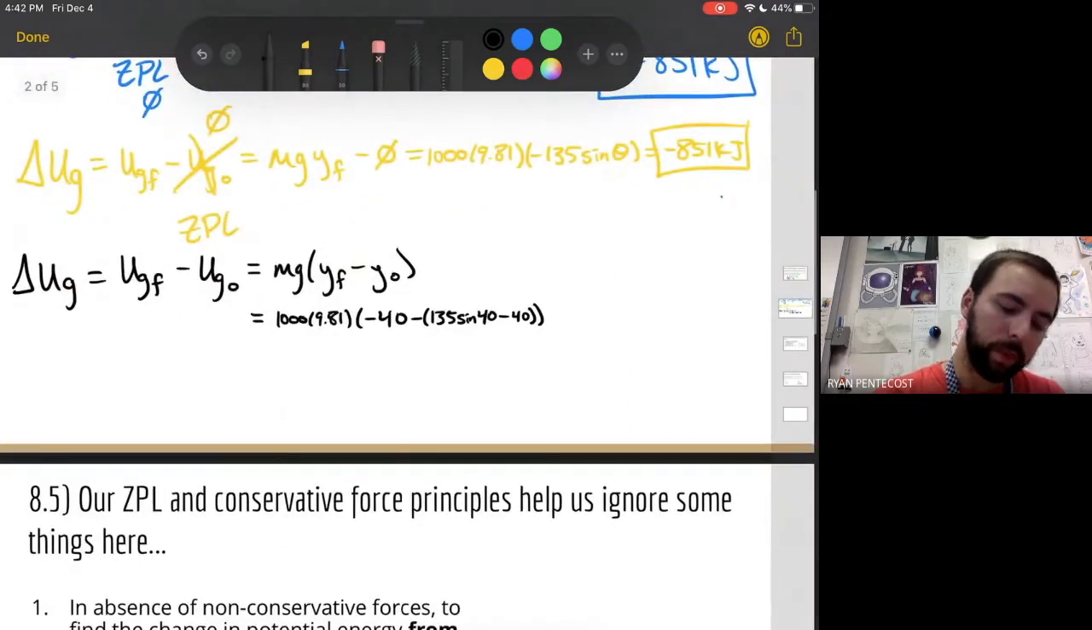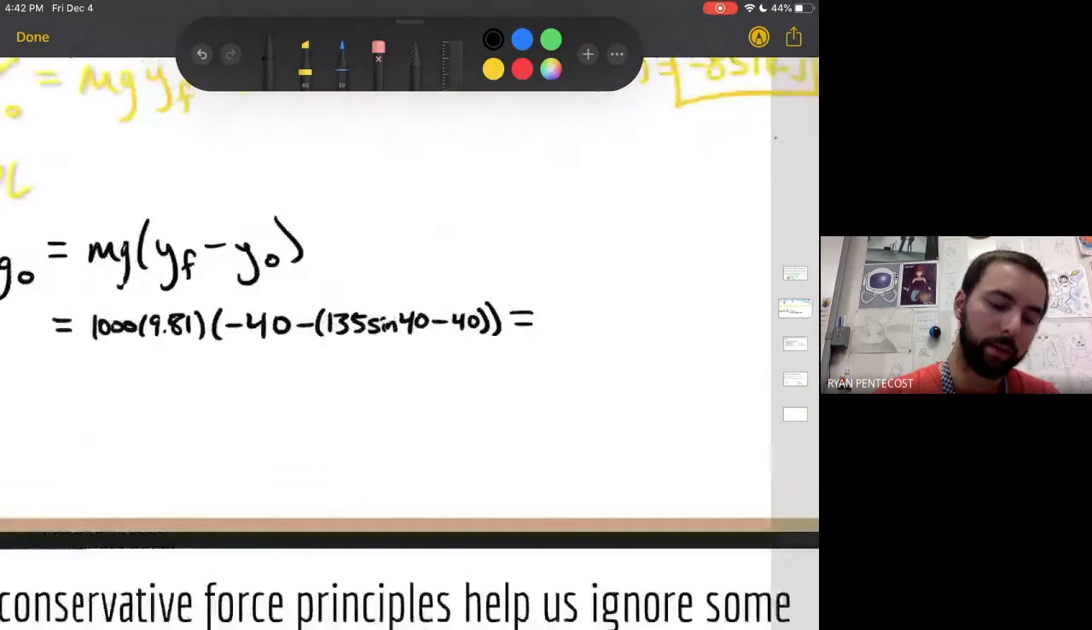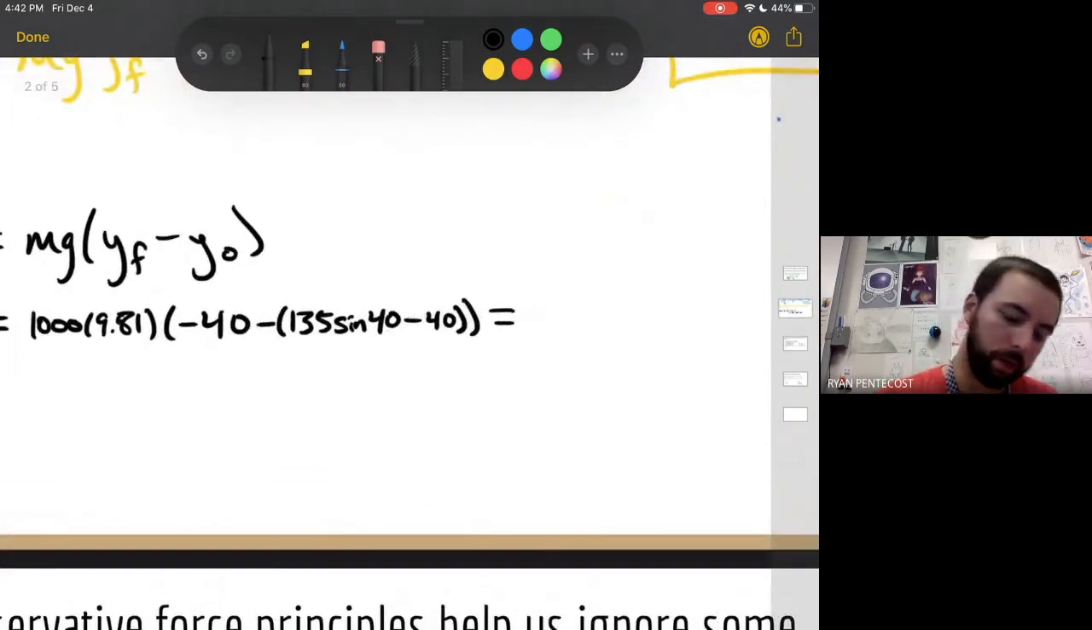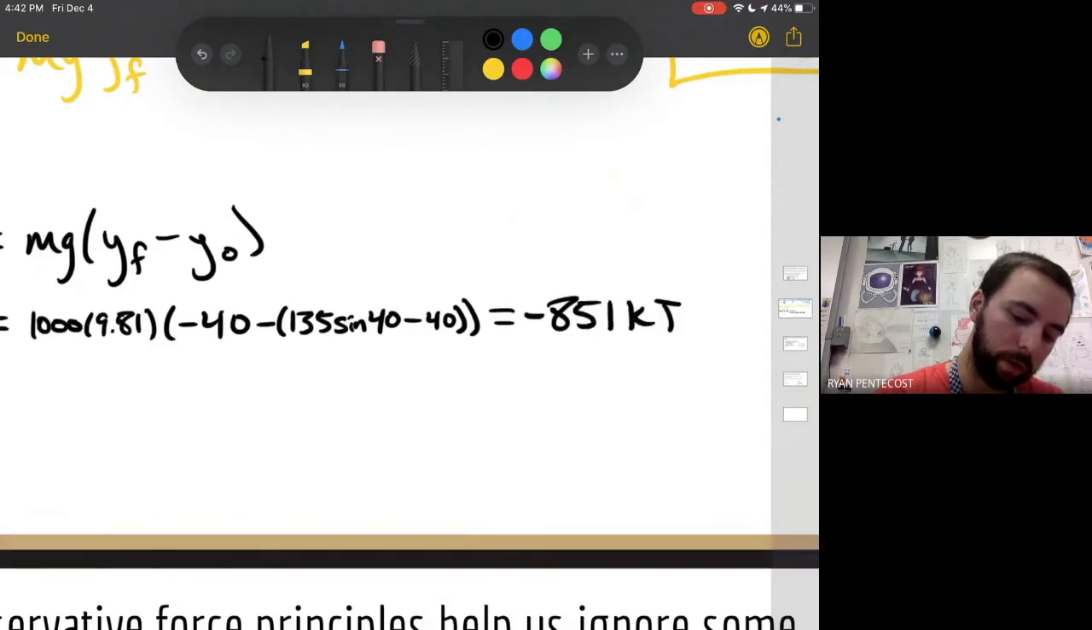So if we put that in our calculator, go ahead and put that in your calculator as well, see what you get. If you use your parentheses correctly, now there is an incorrect way to put this in your calculator, but you will get negative 851 kilojoules.